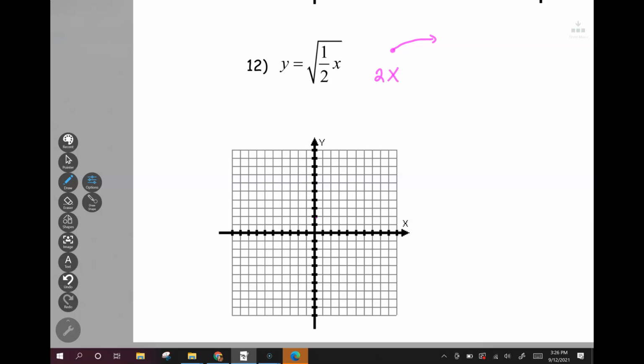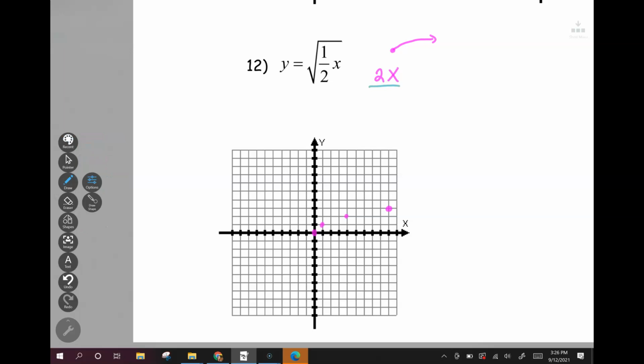All right, I'm going to graph the original parent function. So normally it looks like this. The square root of 1 is 1. The square root of 4 is 2. The square root of 9 is 3. So those are your original points before we multiply x by 2.